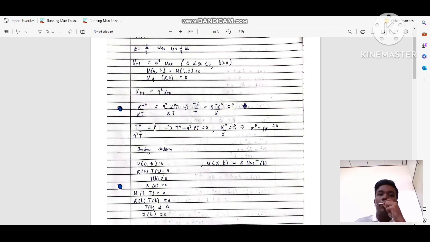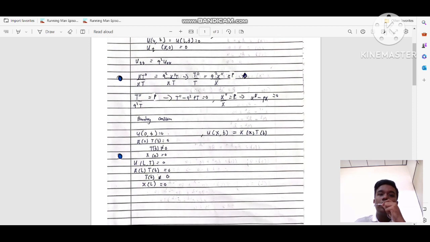So next is the boundary condition. The boundary condition is u at x equals 0 and t is equal to 0. So we just substitute the value. So T(t) is not equal to 0 and X(0) is equal to 0 because of this equation. Okay, so u(L,t) equals 0, X(L) T(t) equals 0. T(t) is not equal to 0 and X(L) is equal to 0 based on this equation and also based on this equation.